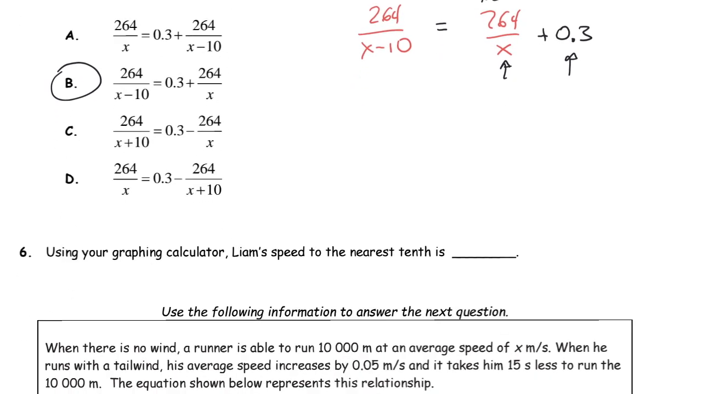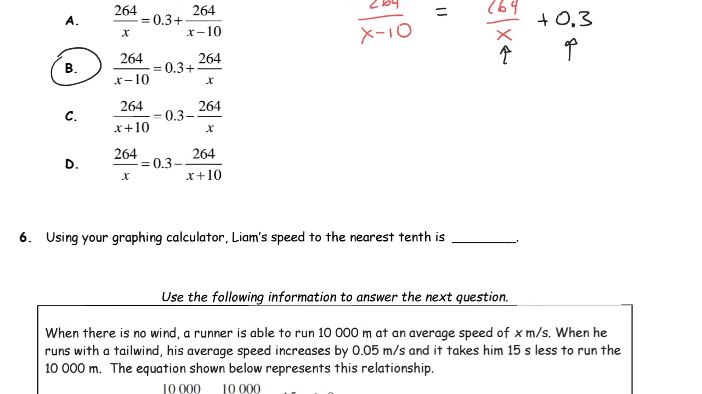Now normally I've been breaking these up question to question, but this question has another part. It says, using your graphic calculator, find Liam's speed to the nearest tenth. This is a little awkward. I don't actually have the ability to nicely do that, so I'm just going to explain what I would do here. I would go to my graphing calculator, go to Y1, and enter 264 divided by (X minus 10). Then I'd bring everything over to one side, minus 0.3, then minus 264 divided by X, because that equation would be set equal to 0.